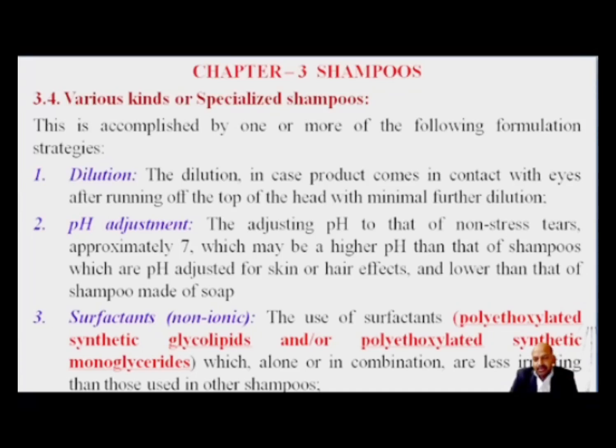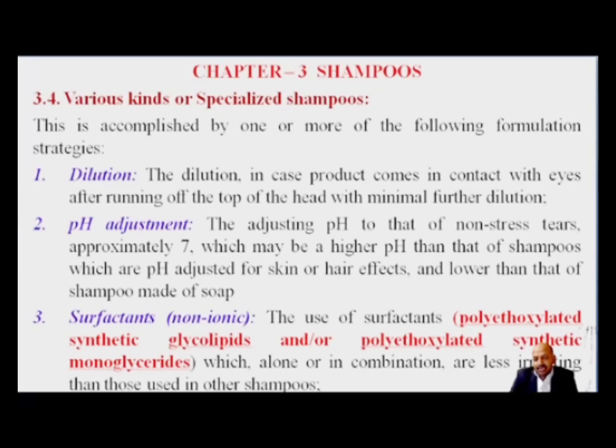And pH adjustment: the pH is adjusted to that of non-stinging tears, approximately 7, which may be a higher pH than that of shampoos which are pH adjusted for skin or hair effects, and lower than that of shampoo made of soap. So the pH level is approximately maintained at 7, that is neutral, neither acidic nor basic. Therefore, that also plays an important role in reducing the irritation to the eyes.